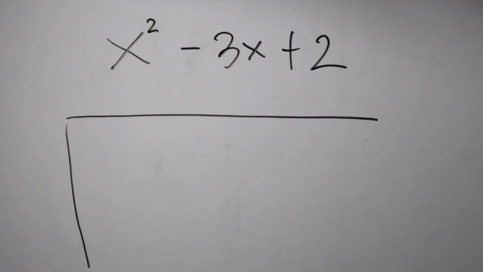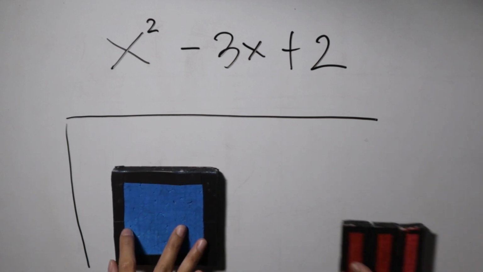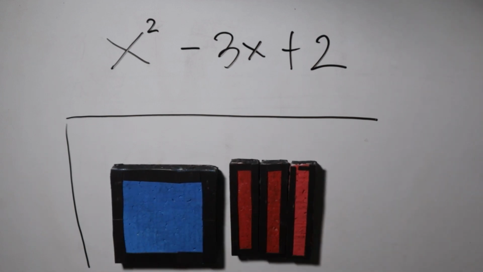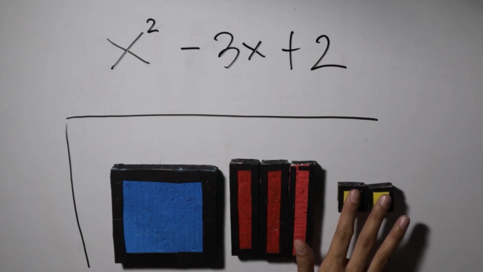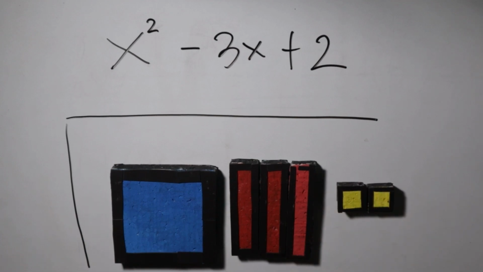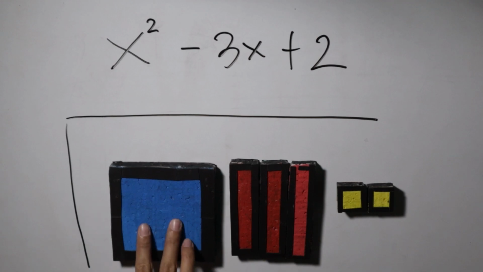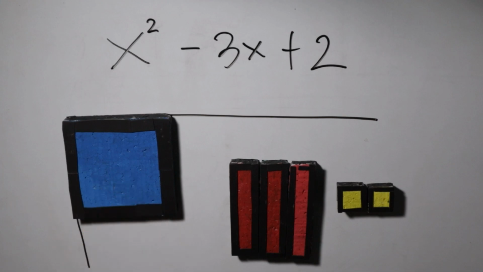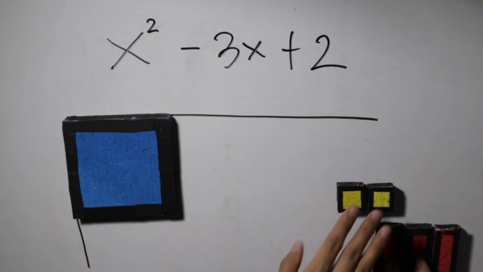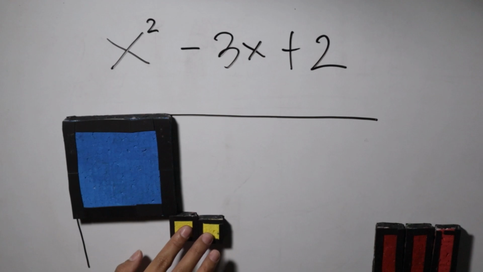Next, let's model the algebra tiles: 1 positive x squared, 3 negative x tiles, and 2 positive constants. And we need to arrange this in the multiplication table so that we can get a complete rectangle with no holes, which is the opposite of expanding expressions. Next, we always put the x squared tile in the top left-hand corner, and our constants are always in the bottom right.